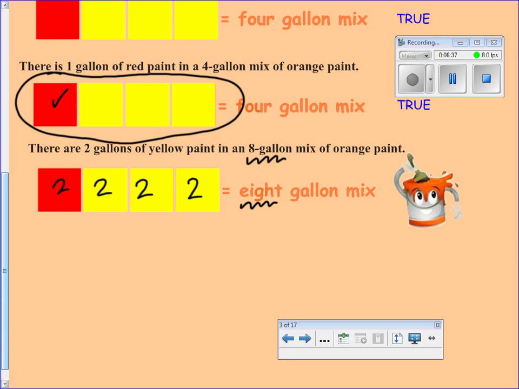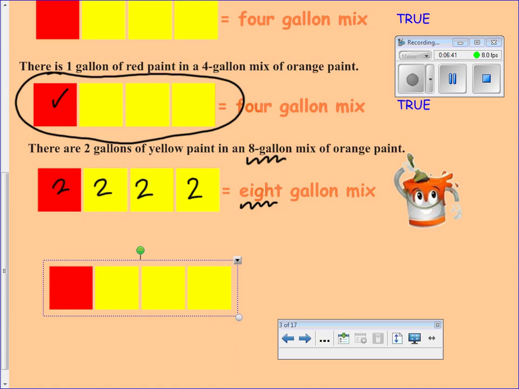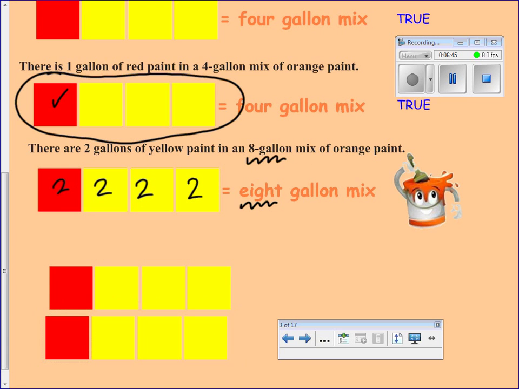If you don't like looking at it that way, you can look at it this way. There's my 4 to 1. There's my 3 to 1 and my 3 to 1. So is it true or false that there are 2 gallons of yellow paint in this 8-gallon mix? Ready, set, vote. Finally, we got a false one. So write that in your notes.